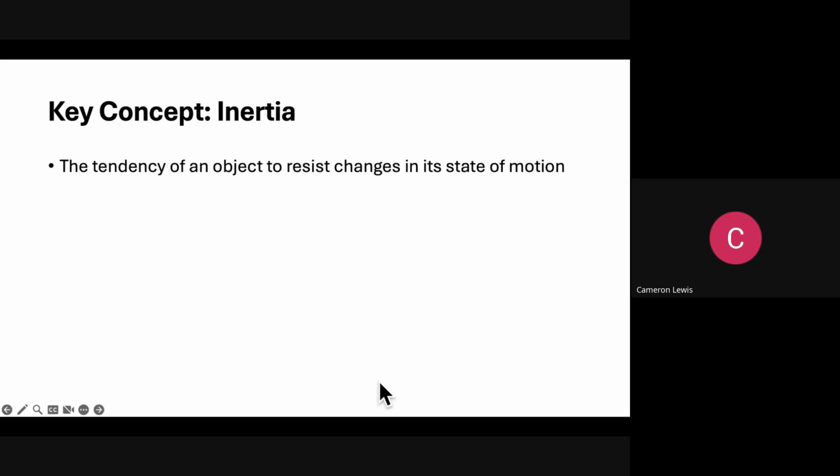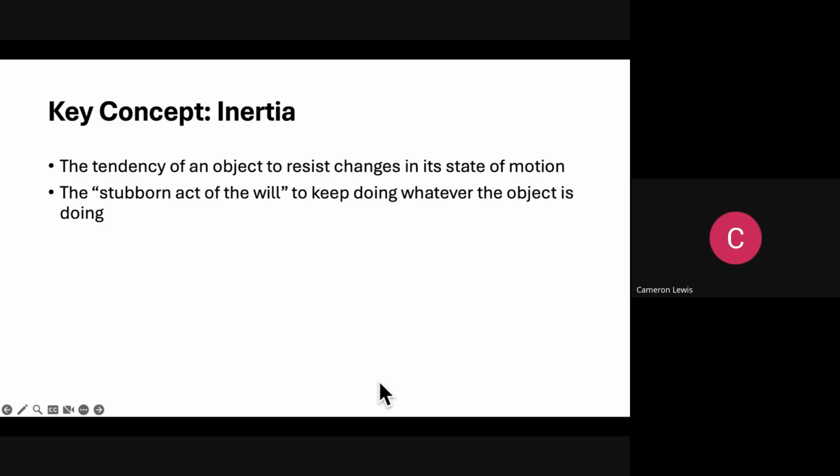So we could say this has a real high resistance to change, trying to push it, versus me pushing this box. That goes into the next definition. You'll see this in your packet too. I took this exactly from the practice problems: the stubborn act of the will to keep doing whatever the object is doing. This table not moving, it doesn't want to move. I mean, it doesn't really have a mind of its own. I'm trying to make it move. I have to put a lot of energy and effort to get it to move. That would be the stubborn act of will.